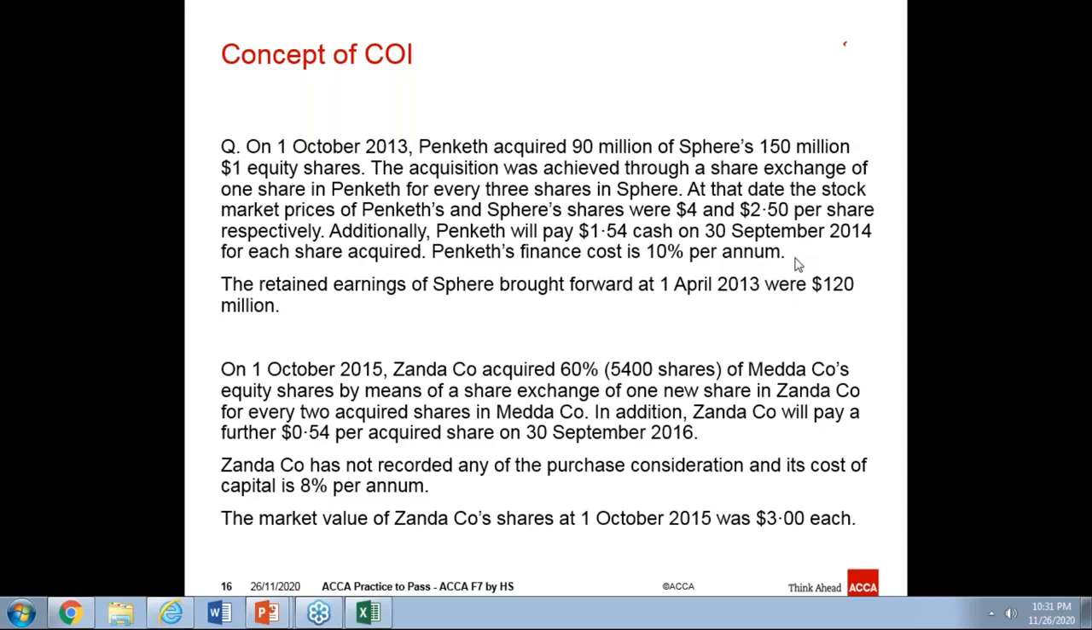Now, what about the Zenda and Meta? Do you people want me to solve it? Okay. On 1st October 2015, Zenda acquired 60%, 5,400 shares of Meta company equity shares by means of the share exchange of one new share in Zenda company for every two shares in acquired Meta company. In addition, Zenda company will pay 0.54 per acquired share in 2016.